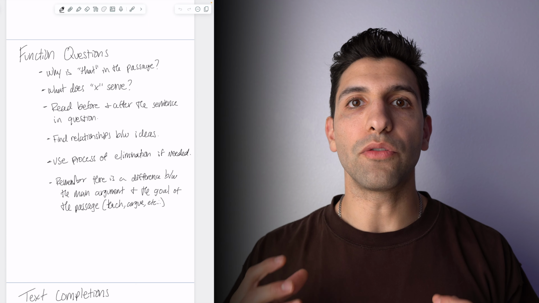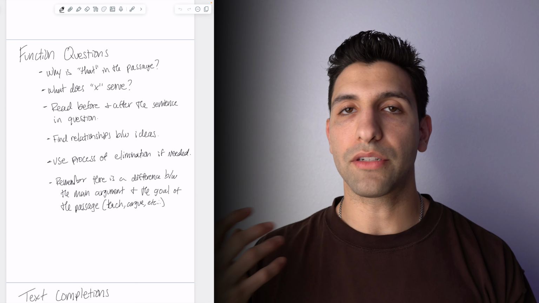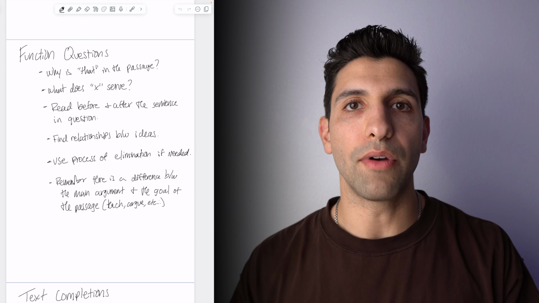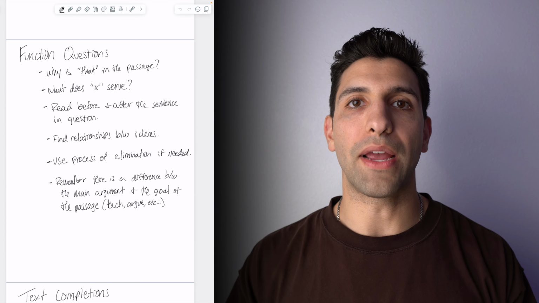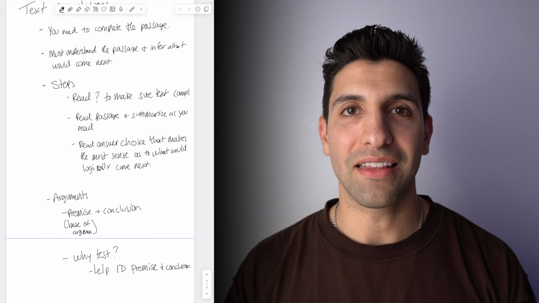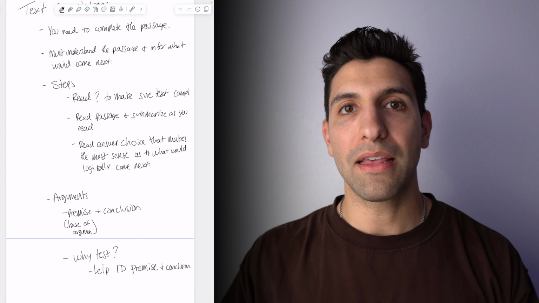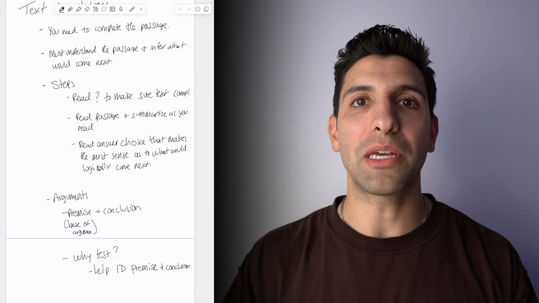So make sure you're able to, again, paint this picture of what is going on in the passage, understand it, understand the tone, understand what they're trying to do, and this will give you all the tools you need to answer function questions on the digital SAT. And then we have text completion questions. These are questions that have a long passage, and then the very last line, or maybe somewhere in the middle, there's a blank, and it's asking you to complete the text.